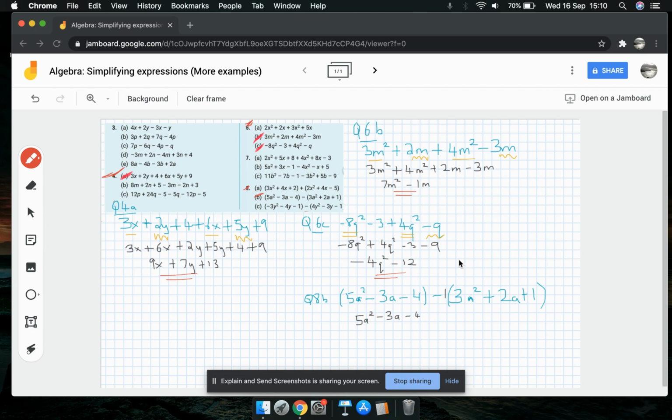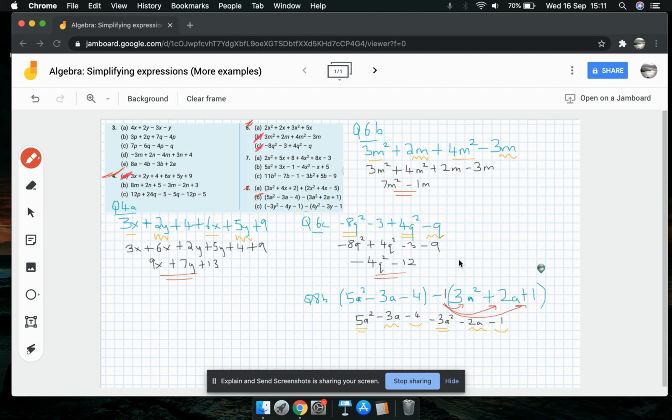So minus 1. Now remember in the previous video, I multiplied what's outside the bracket by what's inside the bracket. In fact, it's multiplied by everything inside that bracket. When I work this out, I end up with minus 3a squared minus 2a and minus 1. Now, this looks like something we should be able to solve. The next thing you need to do is underline your like terms. We've got 5a squared and minus 3a squared. Minus 3a matches with minus 2a, and that leaves us minus 4 and minus 1.